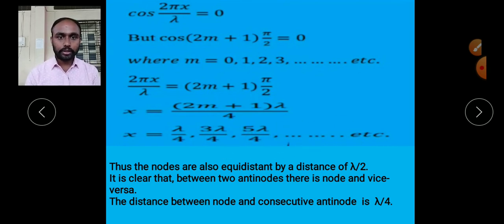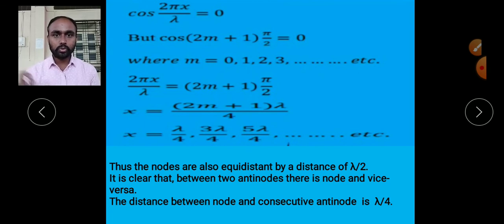Now from that we can conclude that the nodes are also equidistant, separated by the distance lambda by 2. How can we say this? Let us take the difference between these two. 3 lambda by 4 minus lambda by 4, the denominator is the same, 4. So 3 minus 1 is 2, 2 lambda by 4, so again this difference is lambda by 2. If we go to the next, 7 lambda by 4 minus 5 lambda by 4, again lambda by 2. So here also we can say two consecutive nodes, or two successive nodes, are separated by the distance lambda by 2.